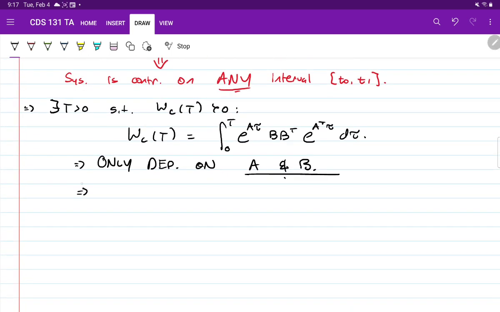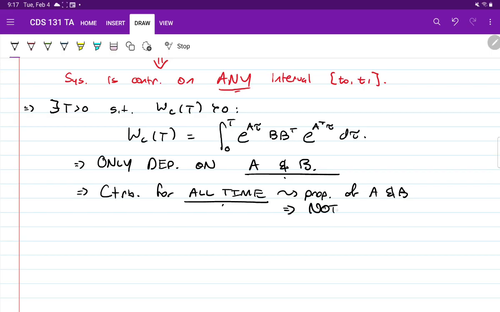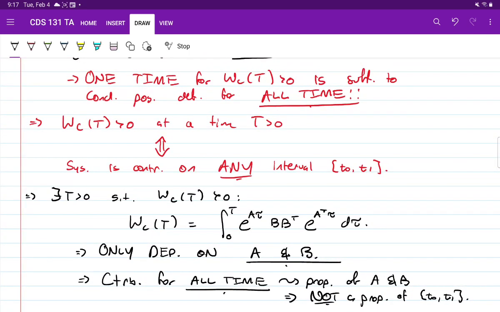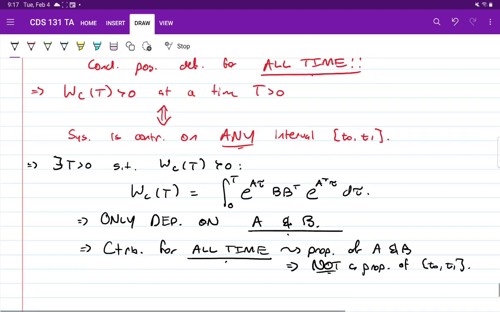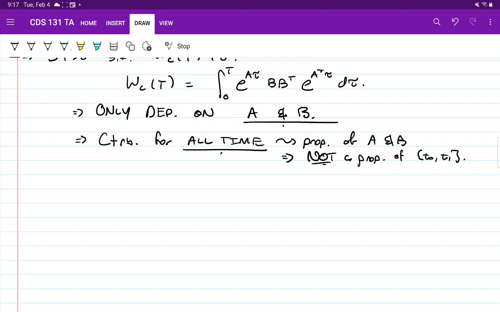So it turns out that controllability for all time is just a property of A and B, okay? So this is not a property of my time interval t0, t1. Okay? If I'm controllable on one time interval, this Gramian test tells me that I'm actually going to be controllable on any time interval out there. All right? So what we have is that controllability exclusively depends on my A and B matrices. All right? For a linear time invariant state-space system, it actually has nothing to do with my interval.